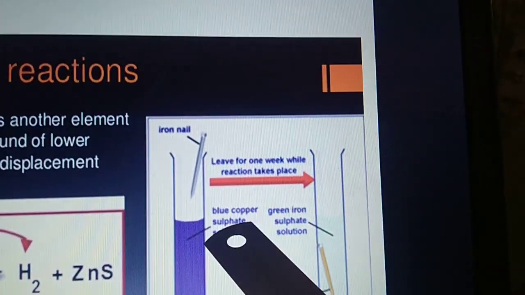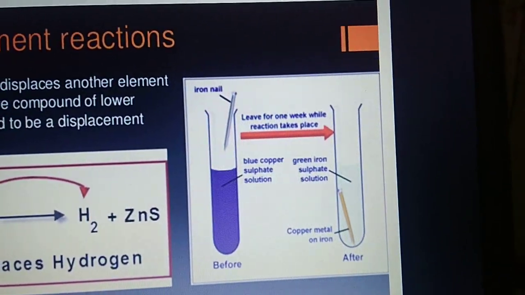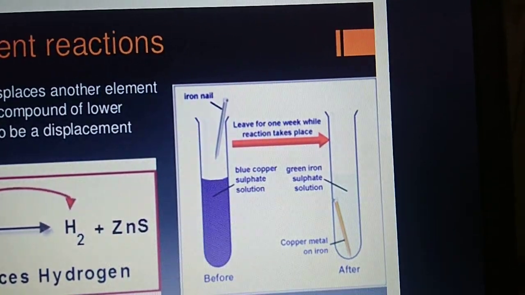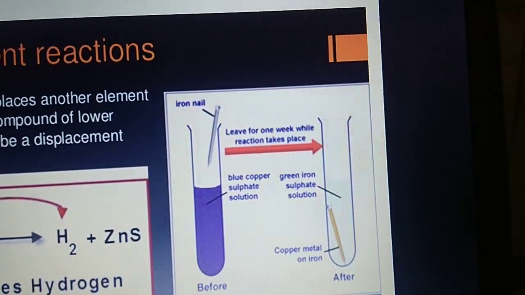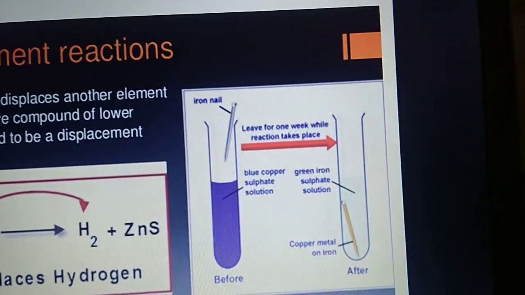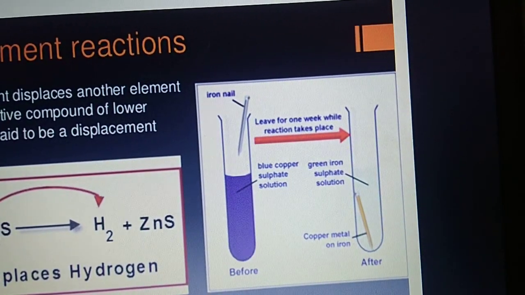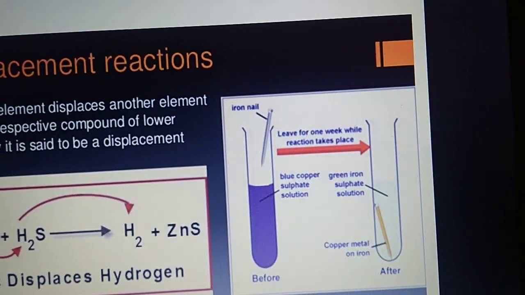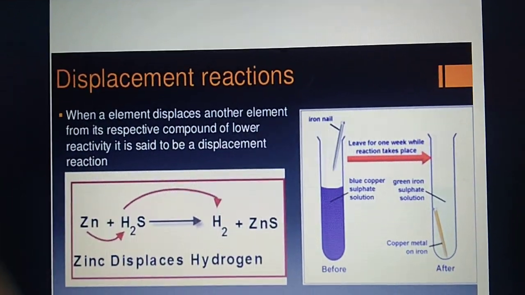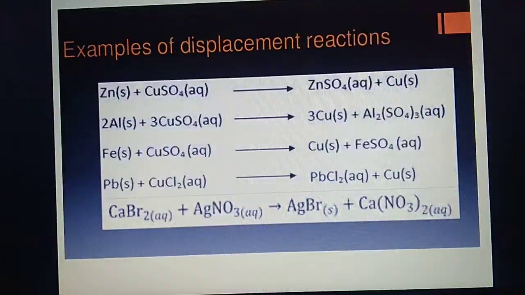Here you can also see an iron nail example. When an iron nail is kept in blue copper sulfate solution, we can leave it for 1 week, and then we can see the reaction. The iron nail has been shifted here into this test tube. The blue copper sulfate solution has been converted into green iron sulfate solution, and copper metal has come onto the iron. So therefore we can see that iron displaces copper in the reaction. Okay, so this is an example of a displacement reaction.